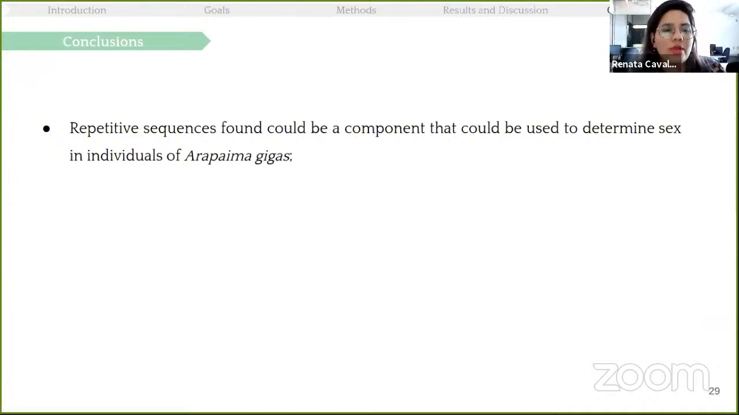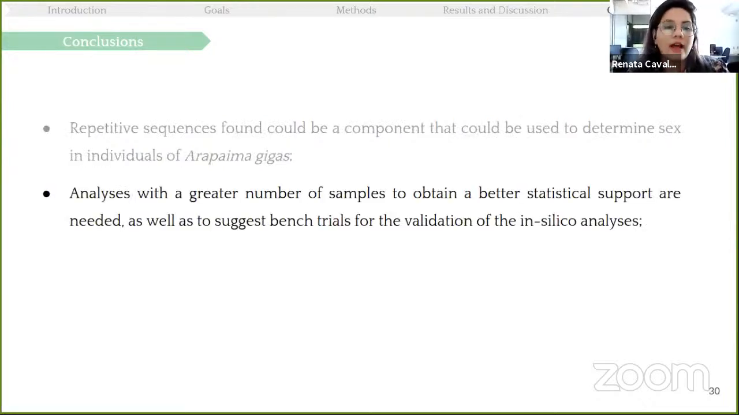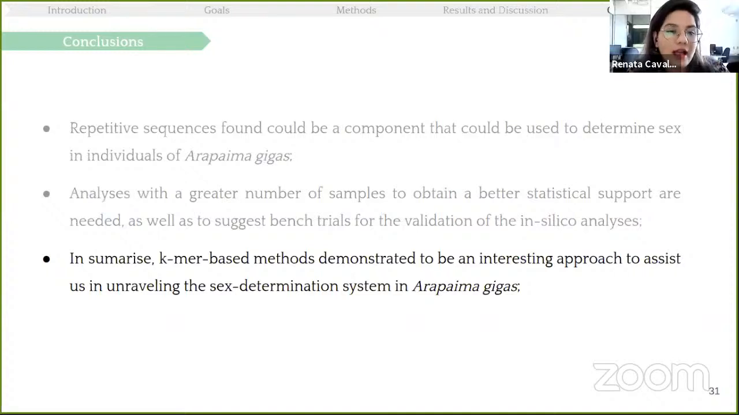So in conclusion, we can say that the repetitive sequences found could be a component that could be used to determine sex in individuals of Arapaima gigas. However, analyses with more samples to obtain better statistical support are needed, because we have in this work only 6 samples of Arapaima gigas. And to summarize, K-mer-based methods could be demonstrated to be an interesting approach to help us unravel the sex determination system in Arapaima gigas.